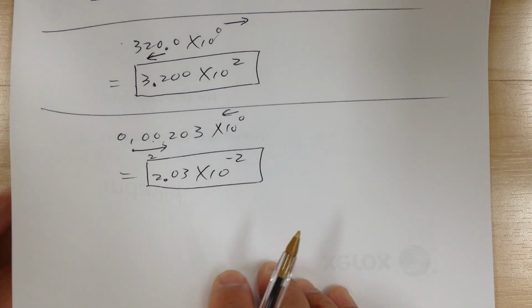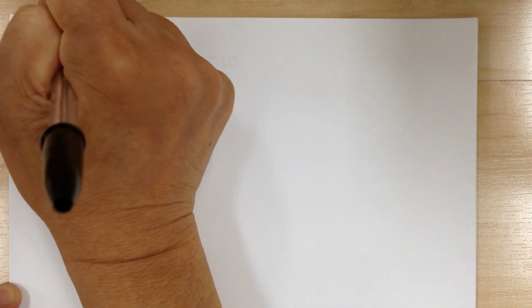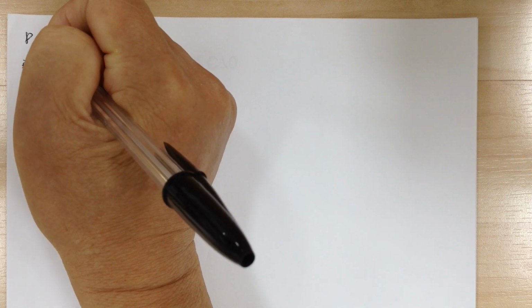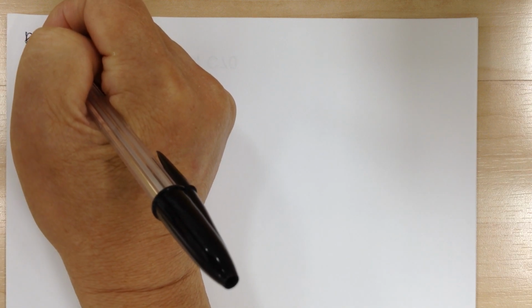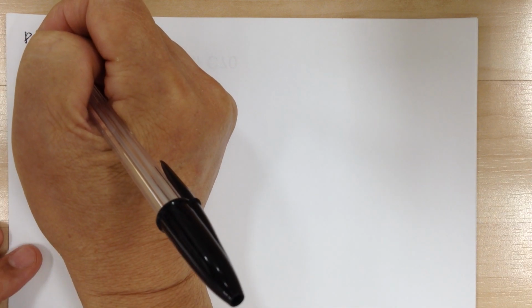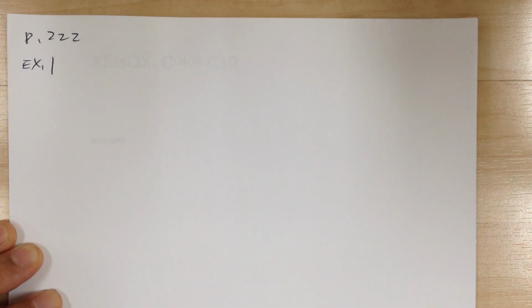Okay, so let's go and do some examples. Example 1. Write each number in scientific notation. If the number is an integer and ends in zeros, assume that the zeros are not significant. So it gives you some additional information.